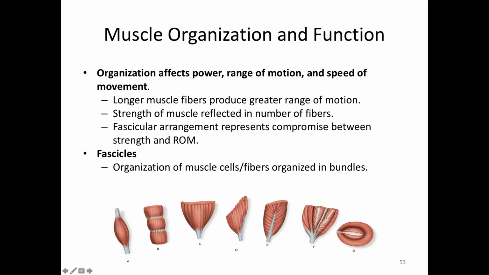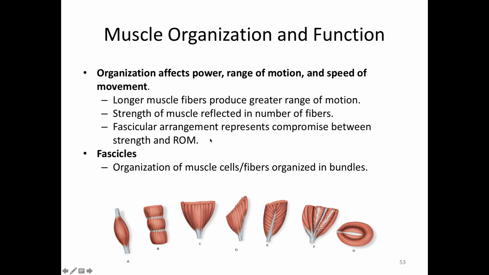So organization of fasciculi affects power, range of motion, and speed of movement. The longer a muscle fiber is, the greater its range of motion is because there's more of the muscle to contract or relax. The number of fibers in a muscle reflects the maximum amount of tension it can generate. Obviously, if you have more sarcomeres, you can generate more tension. If you've ever thought about muscular physiology and bodybuilding, that seems pretty clear, right? More fibers or bigger fibers equals more tension generated.